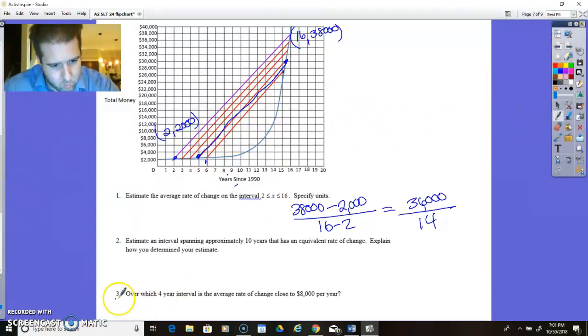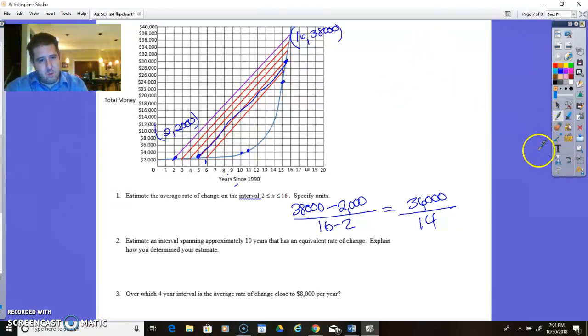All right, so on which 4-year interval is the average rate of change at 8,000 per year? So 8,000 per year. So we're looking for a 4-year span. So if I start here, 1, 2, 3, 4. How much did that increase? That increased way more than 8,000. So I'd need to step it back a little bit. So find another one until I find an answer that works.